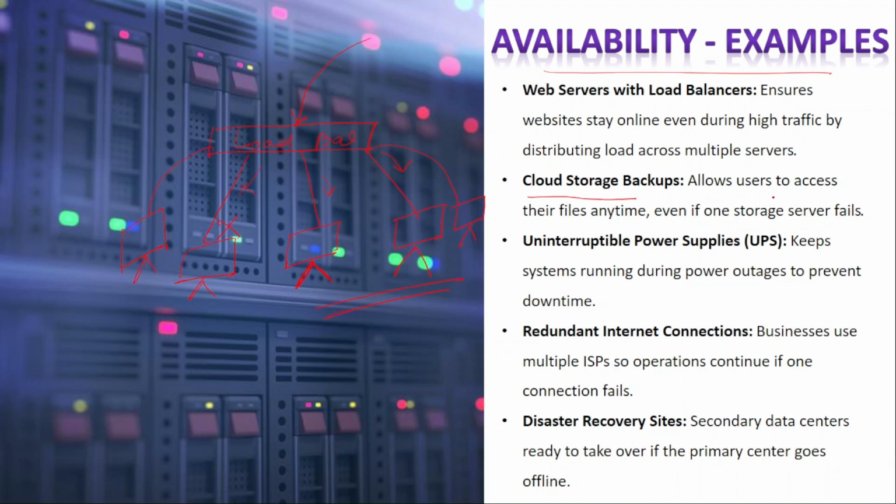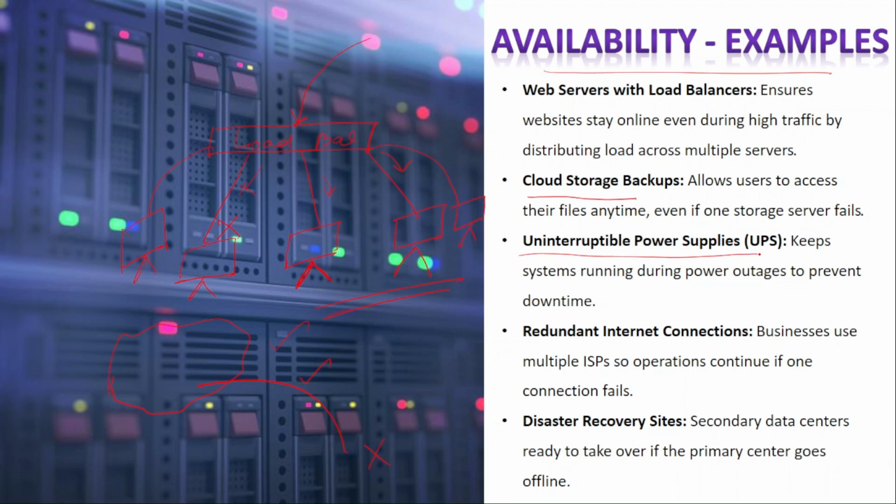Cloud storage backups allow users to access their files anytime, even if one storage server fails. So suppose you have an on-premises data center, and you have a backup storage inside the cloud. If your on-premises storage fails, you can always connect to the cloud storage, and thus your services will always be available, because the cloud can be accessed from anywhere, and the cloud is basically a highly available and accessible system as long as you have connectivity, such as internet connectivity.